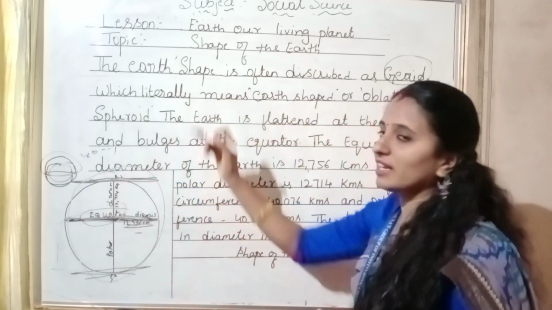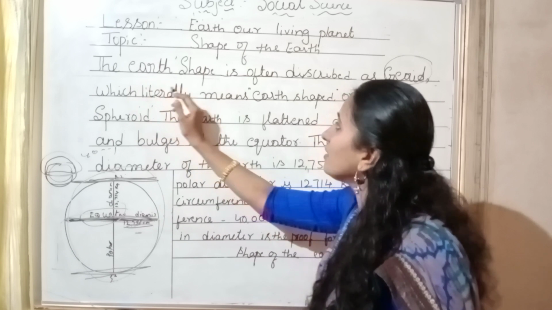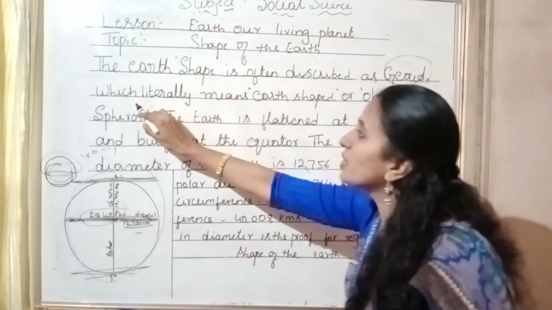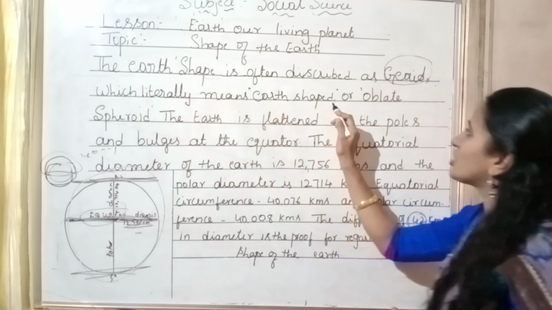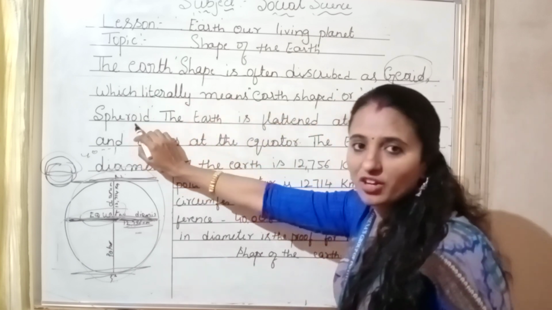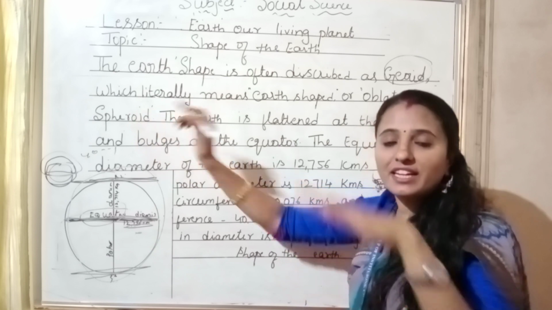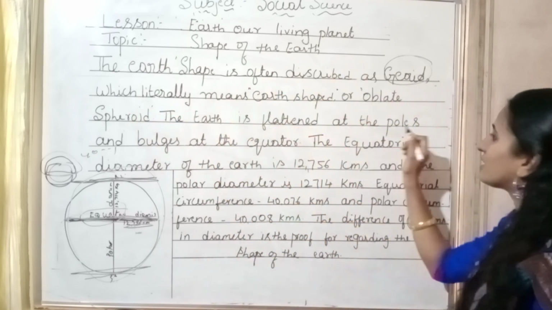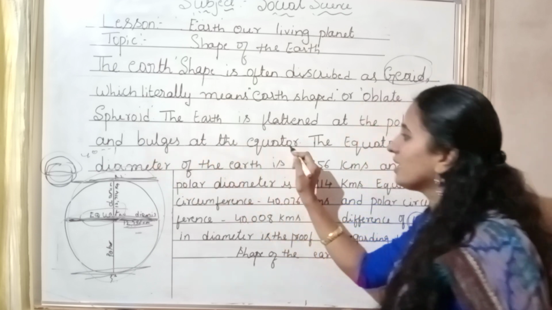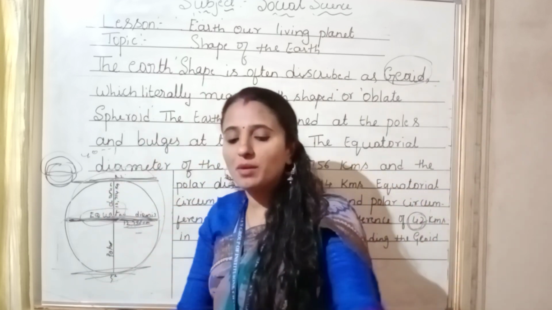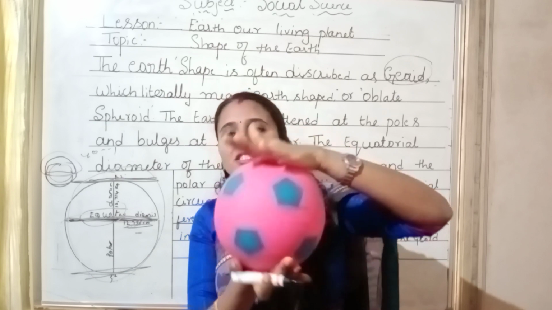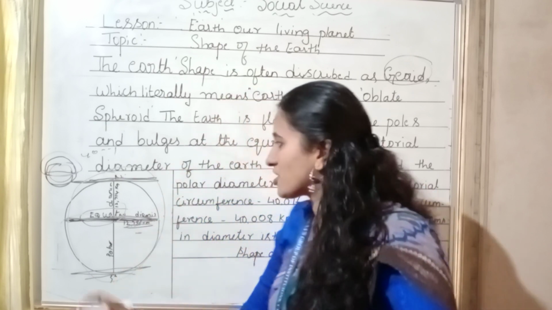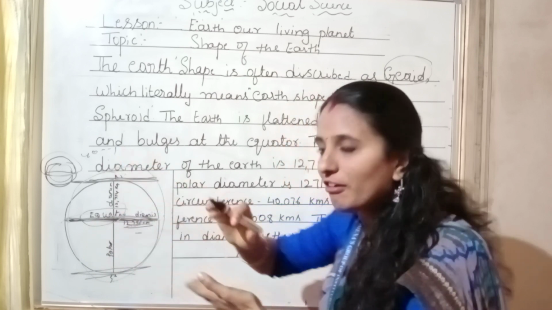So let me say once again, I'll repeat once again. The Earth's shape is often described as geoid, which literally means Earth-shaped, or an oblate sphere. The Earth is not flat, it is already a geoid shape. How is it a geoid shape? The Earth is flattened at the poles and bulges at the equator. In the border you can see that at the poles it is flat, but in the middle, at the equator, it is a bulge. So this is a bulge and this one is flattened.